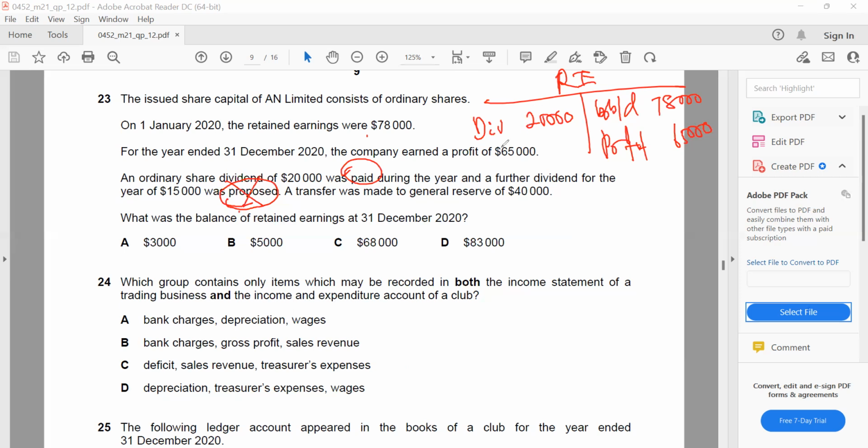We transfer to the general reserve. General reserve transfer 40,000. So what was the balance carried down in here? So take the credit 78,000 plus 65,000 minus the debit side 60,000. So we are left with 83,000. So this answer should be D. Okay, now let's move on.